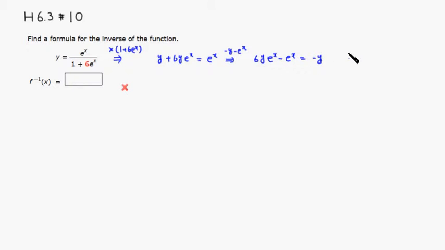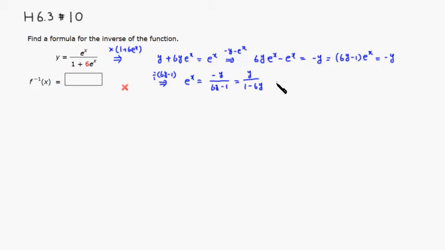Then I'm going to factor out e to the x, so that you have 6y minus 1 times e to the x, sorry, is equal to negative y. Then we can just divide through by the quantity 6y minus 1 to get e to the x is equal to negative y over 6y minus 1. Then I would probably rewrite it by multiplying top and bottom by negative 1: y over 1 minus 6y.